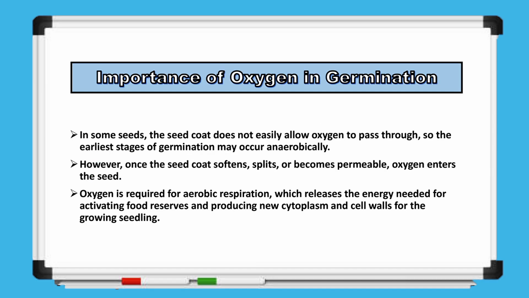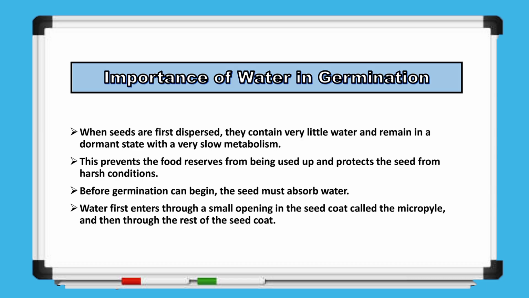First, let us discuss the importance of oxygen in germination. In some seeds, the seed coat does not easily allow oxygen to pass through, so the earliest stages of germination may occur anaerobically. However, once the seed coat softens, splits, or becomes more permeable, oxygen is able to enter the seed. Oxygen is necessary for aerobic respiration, which releases the energy required to activate the stored food reserves and to produce new cytoplasm and cell walls for the developing seedling.